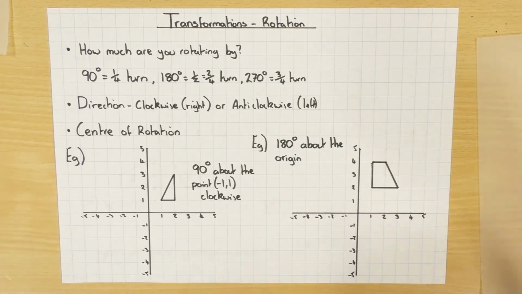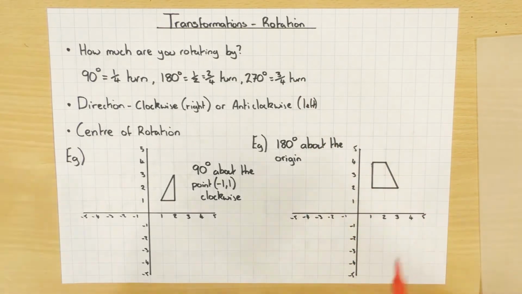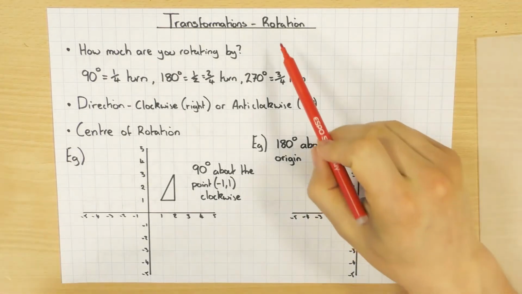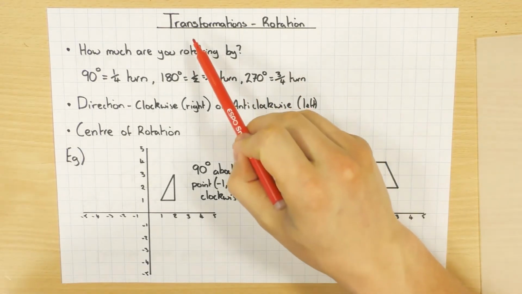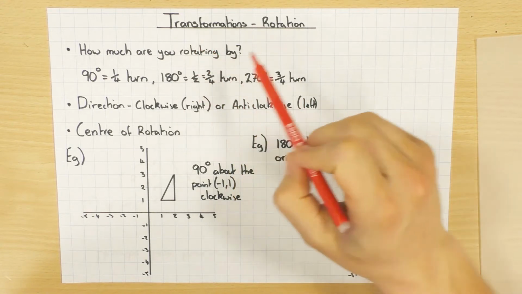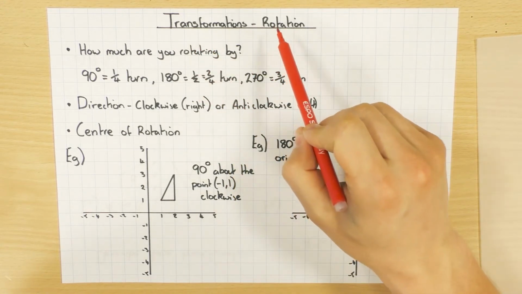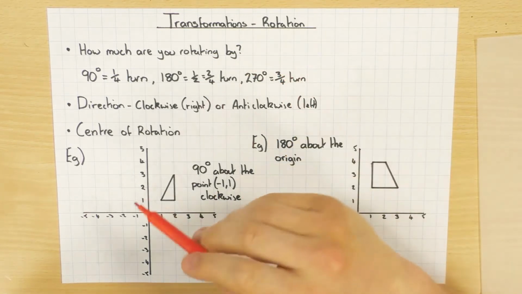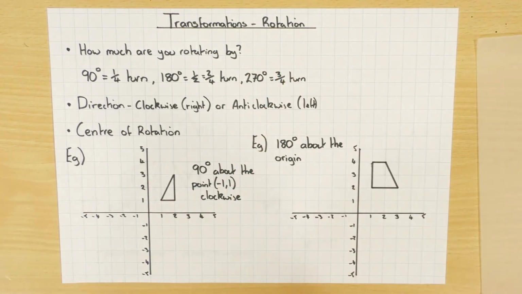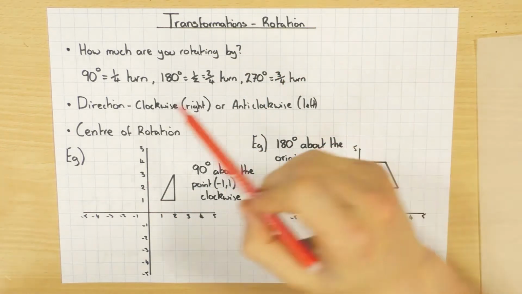Okay guys, in this one we're going to be having a look at transformations, but again a little bit more specifically we're going to be looking at rotation. So there's 4 types of transformations you can do to shapes: rotation, translation, enlargement and reflection. So in this one we're going to have a look at rotation.